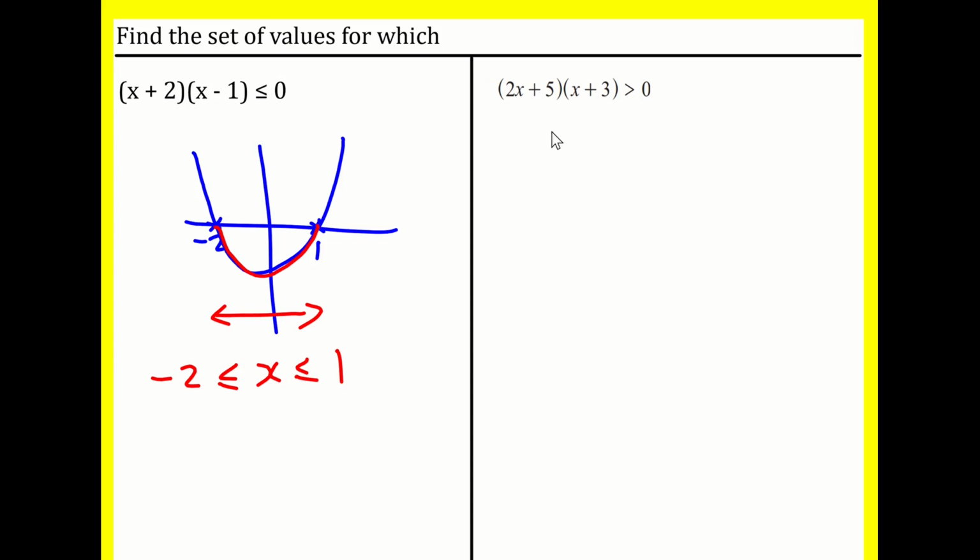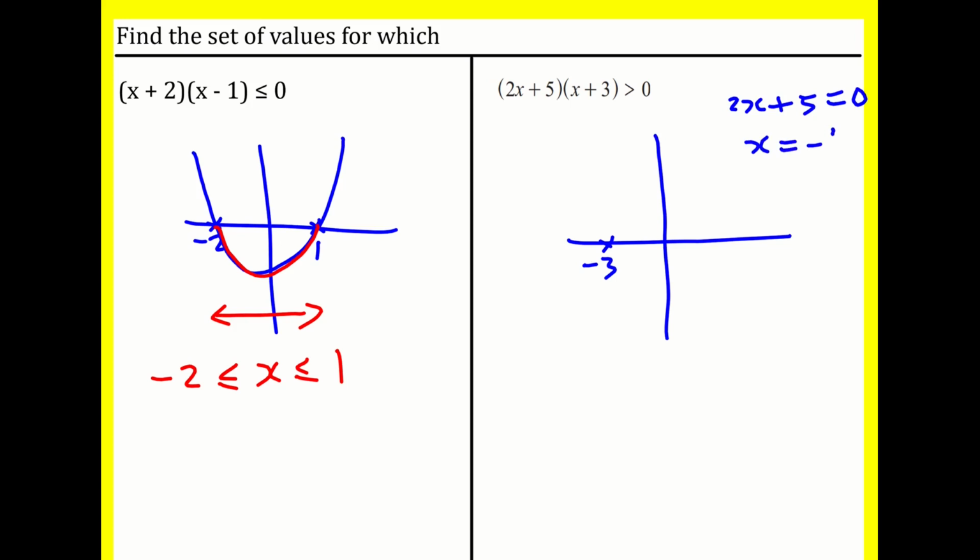Okay, try this one yourselves. It's going to be very similar. So I'm going to get minus 3 as a root, and then actually 2x plus 5 equals 0 is another one. That's going to be x is minus 5 over 2, or 2.5. So actually that's going to go on the left as well. It might be best to just redraw this. So minus 3, minus 5 over 2.